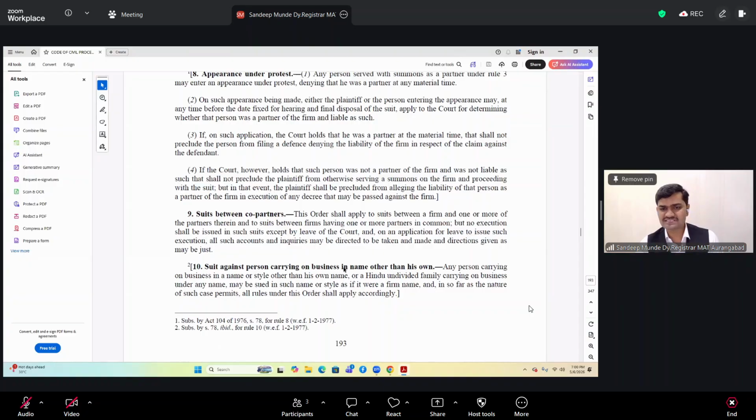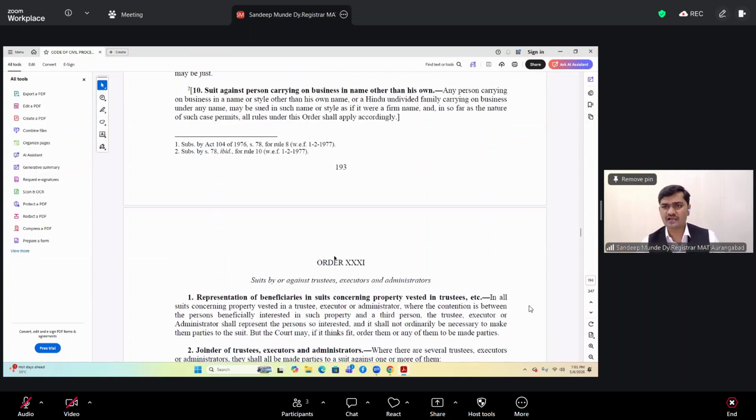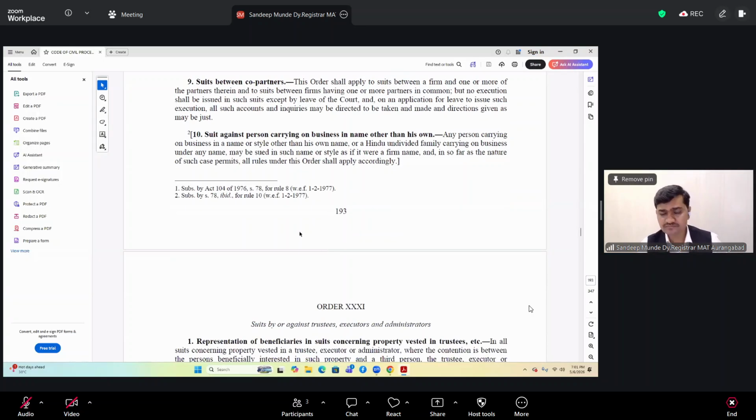Suits against persons carrying on business in a name other than their own will be covered. Also, if there is a family business or other such business being carried out, the provisions of Order 30 will cover it.